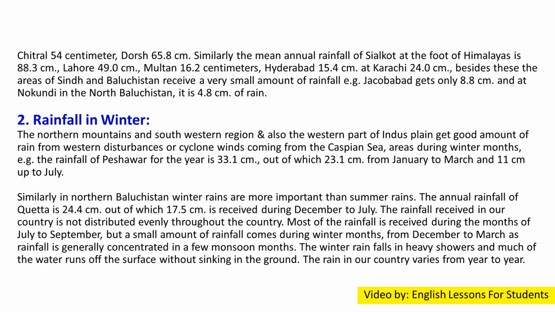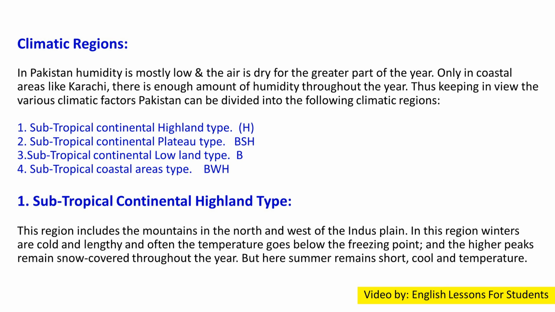Most of the rainfall is received during the months of July to September, but a small amount of rainfall comes during winter months, from December to March, as rainfall is generally concentrated in a few monsoon months. The winter rain falls in heavy showers and much of the water runs off the surface without sinking in the ground. The rain in our country varies from year to year.